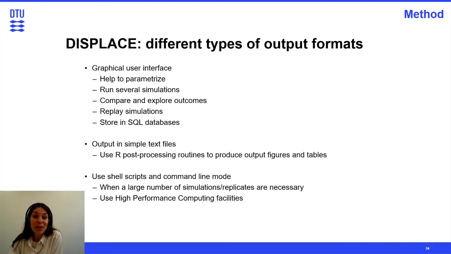Output can also be reported in simple text files, after which you can use R post-processing routines to produce output figures and tables. It is also possible to use shell scripts and command line mode, for example when a large number of simulations or replicates is necessary and high-performance computing facilities are used.